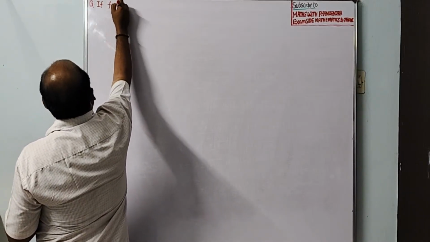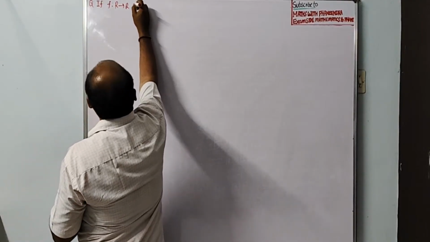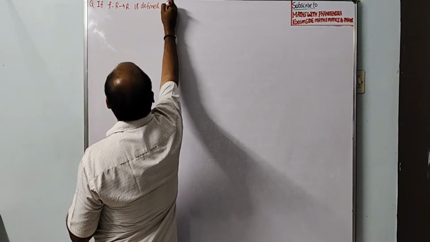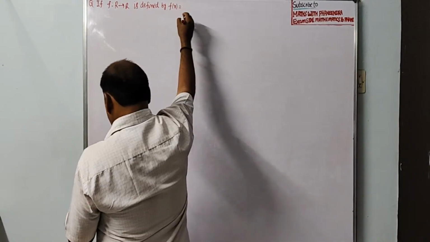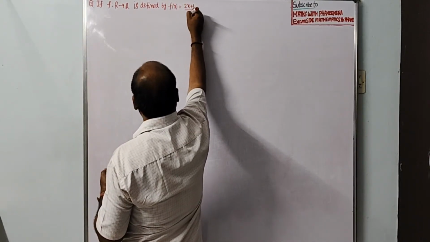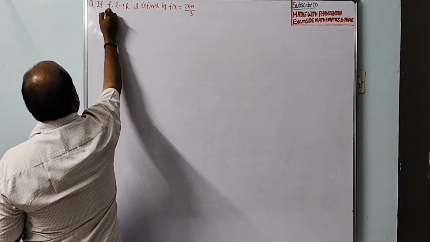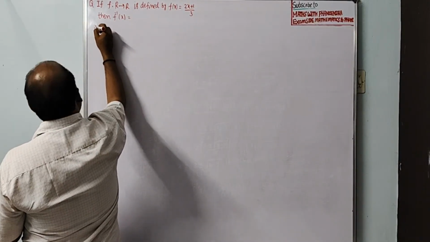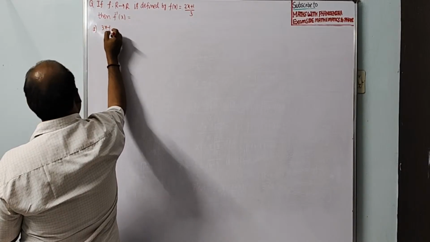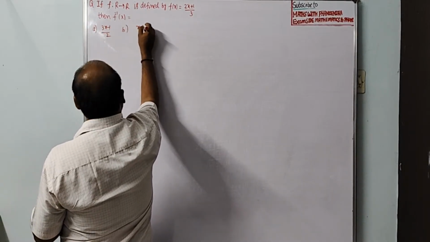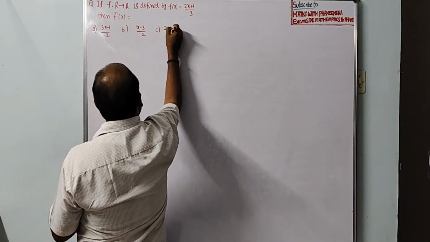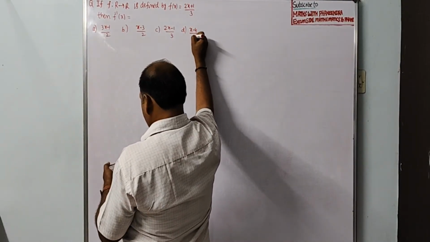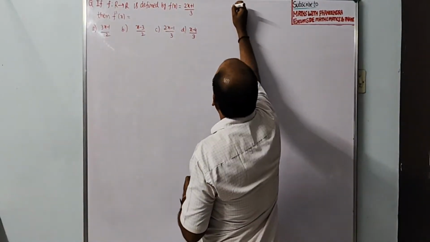If f from R to R is defined by f of x equal to 2x plus 1 divided by 3, then f inverse of x equal to... so first option 3x minus 1 by 2, second option x minus 3 by 2, third option 2x minus 1 by 3, fourth option x minus 4 divided by 3.